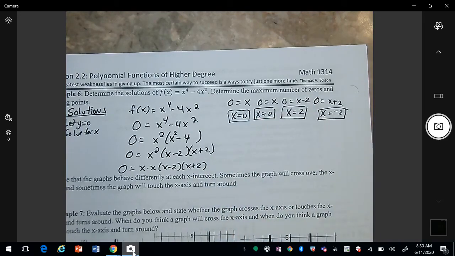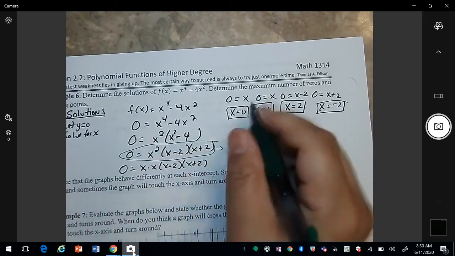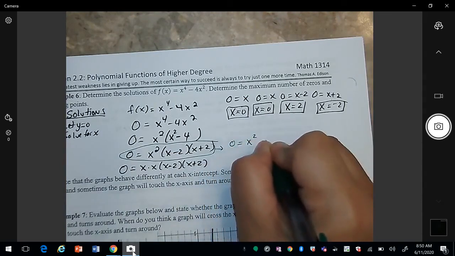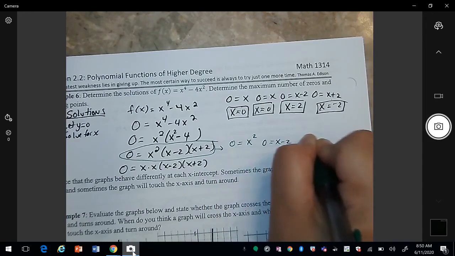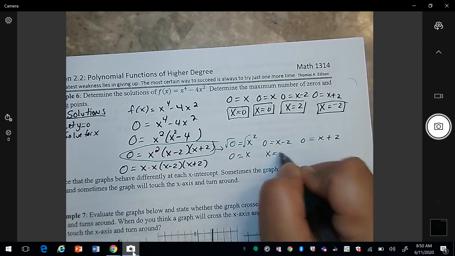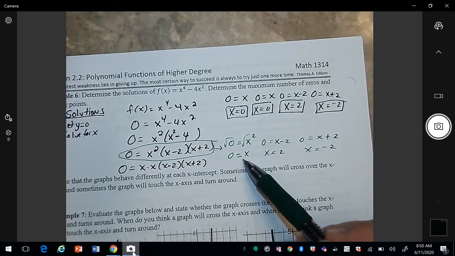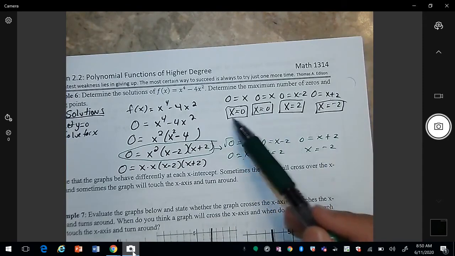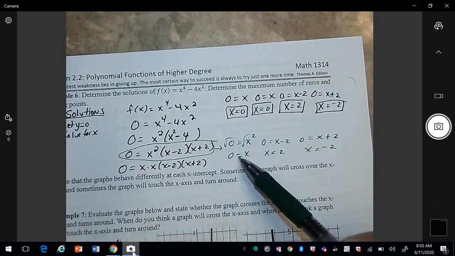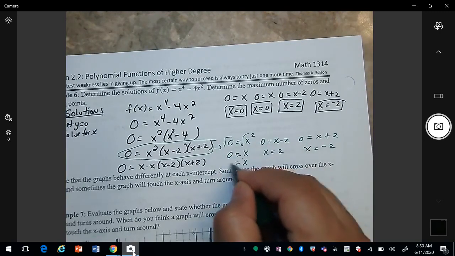So you want to be careful here, because at this step right here, if you had said 0 is equal to x squared, 0 is equal to x minus 2, and 0 is equal to x plus 2, then to solve for x here, we take the square root. So we get x is equal to 0, x is equal to 2, and x is equal to negative 2. So here we're only listing it once, but in reality there's 2 zeros at x equals 0. And so if you take the square root, just remember that there's actually 2 answers here. You get the plus and the minus answer.